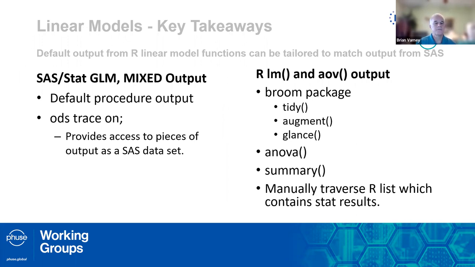So in SAS, the procedures output gives you your default output, but you can also traverse all the pieces of the output and turn it into a data set using the ODS trace on along with ODS statements to create data sets from pretty much any piece of output in SAS. On the R side, for instance, from the LM and AOV functions, you can use the broom package with functions such as tidy, augment, and glance. There's an anova function and a summary function you can use with the stats functions, or you can manually traverse the lists and sublists which are generated by LM and AOV. Next slide, please.